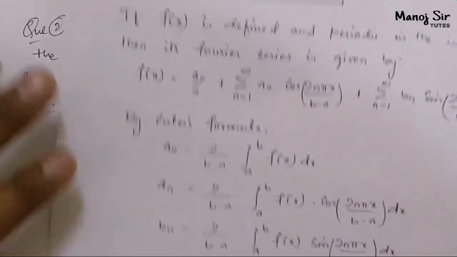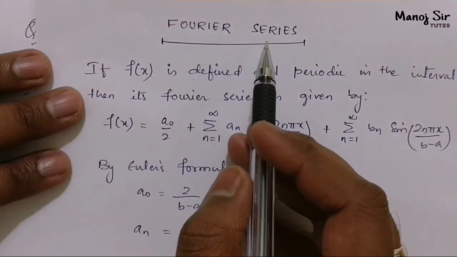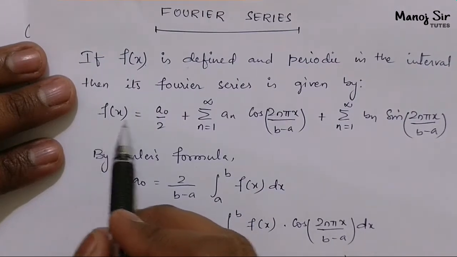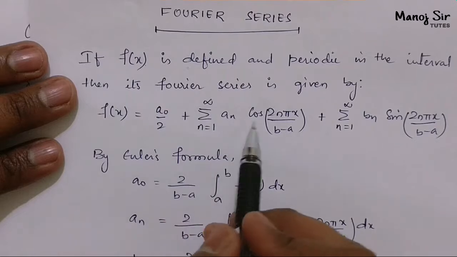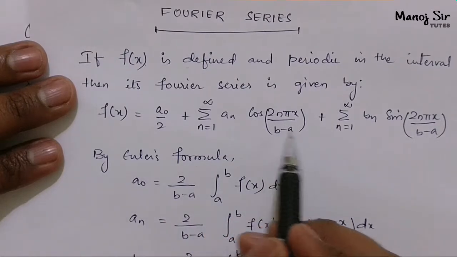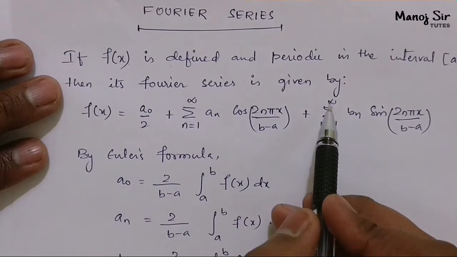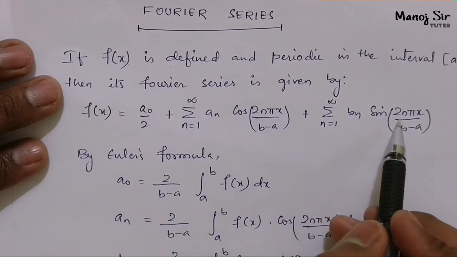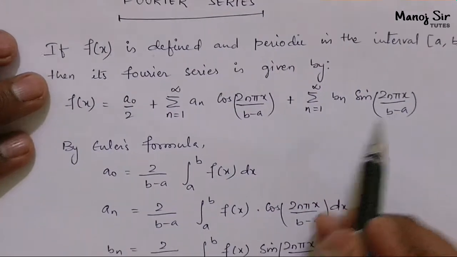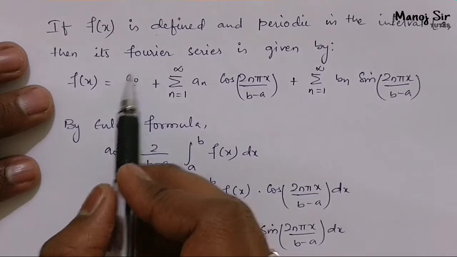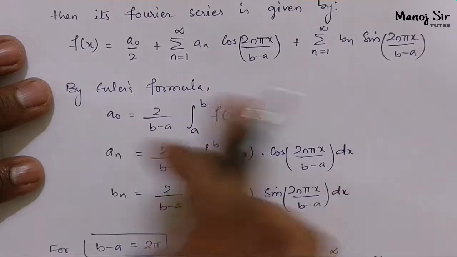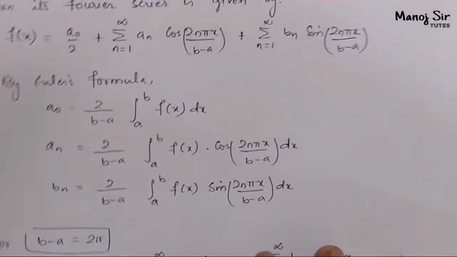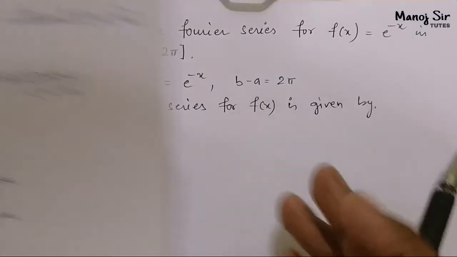Now the formula for Fourier series is f of x equals a naught upon 2 plus summation n equals 1 to infinity a n cos of 2n pi x upon b minus a plus summation n equals 1 to infinity b n sin of 2n pi x upon b minus a, where the formulas of a naught, a n, b n by the help of Euler's formula are these. But here we have b minus a equals 2 pi.